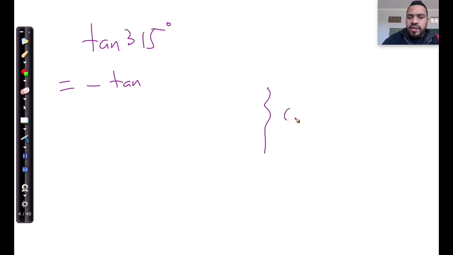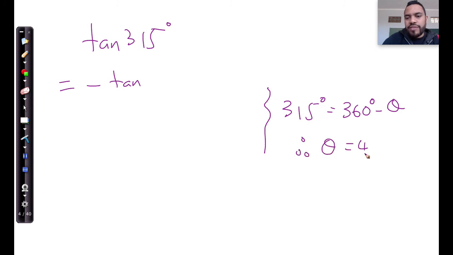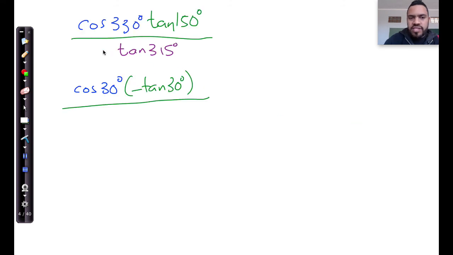And 315, so I say the given angle is equal to 360 minus theta. Therefore, I solve for theta and I say theta must equal 45 degrees, right? You can do that. I'm sure you can by now. And that's going to be negative tan 45 degrees. So over here, I'm going to have negative tan 45 degrees.